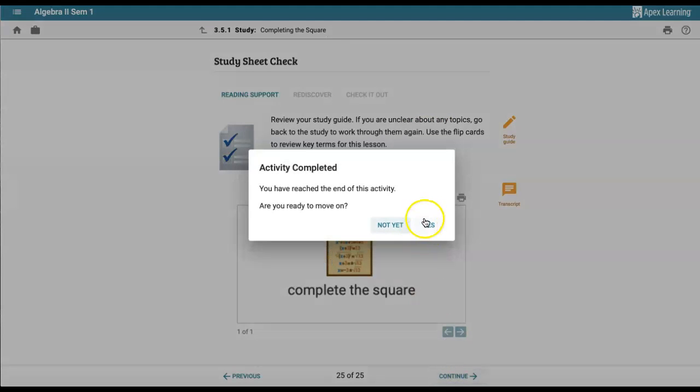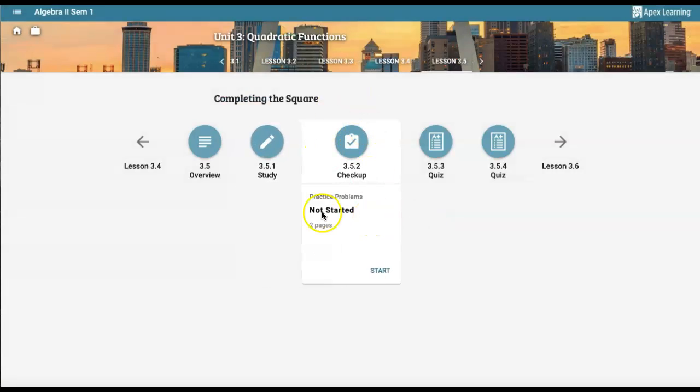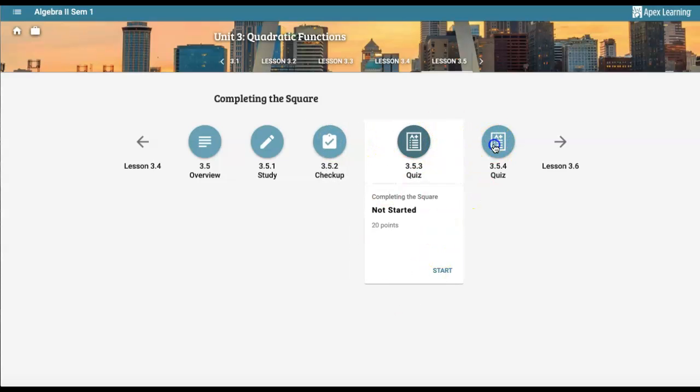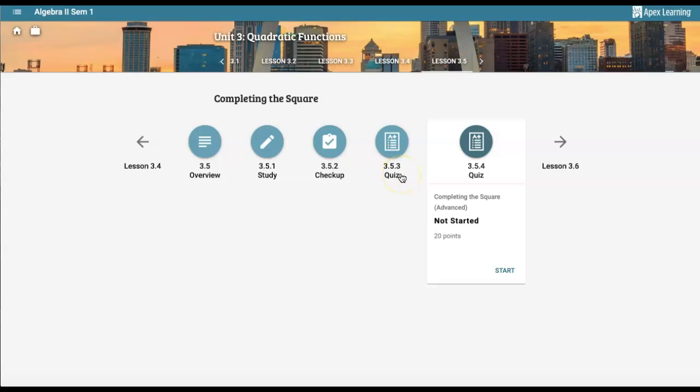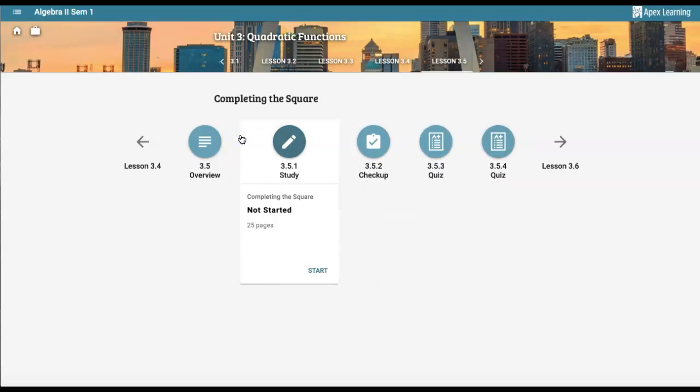So if we continue on, we're going to go to the next part, which is our checkup. But I just want to remind you while I'm here, there are 2 quizzes, completing the square standard and completing the square advanced. So take a look back at this study guide. It's broken into 2 parts depending on those multiple choice sections. Choose how you want to take it, but I prefer to work section by section to make sure I totally understand what's going on.